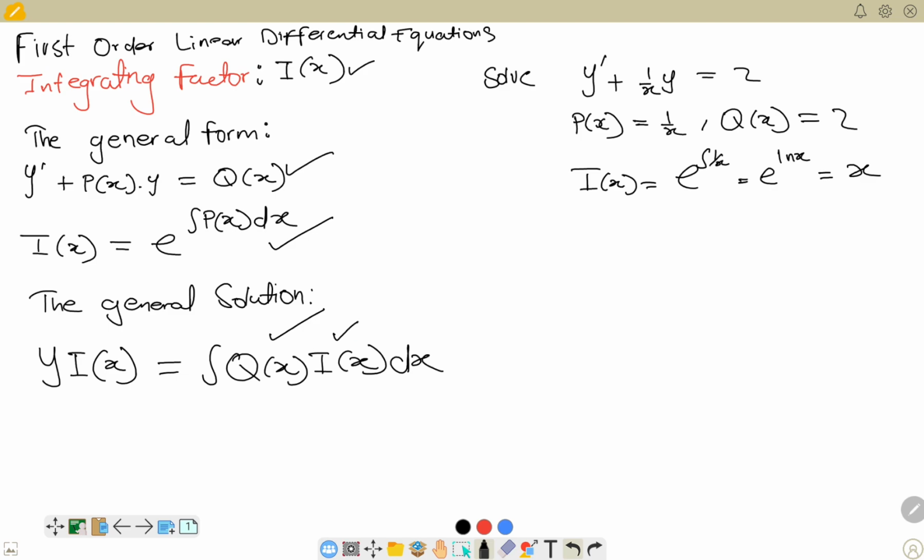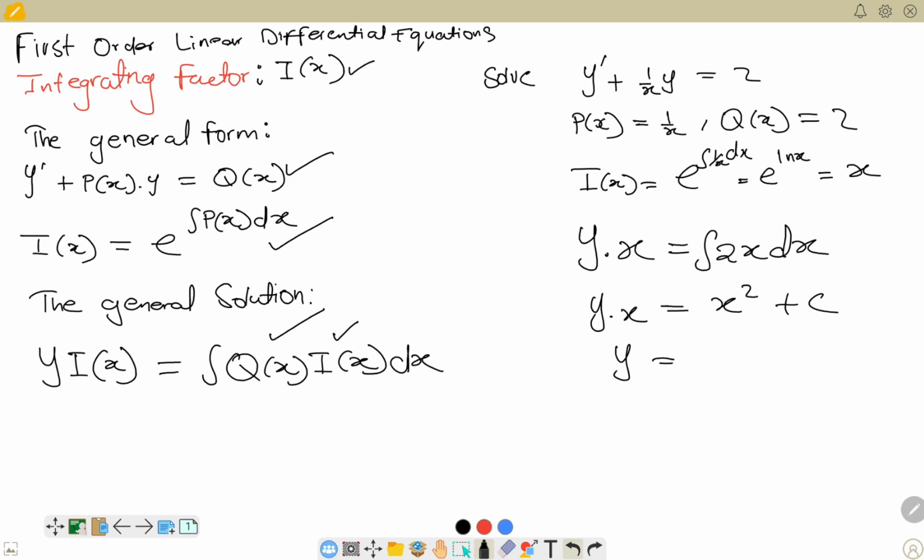So when we apply the general solution formula, we will have y multiplied by I of x, and I of x is actually x. Then the integral of q of x, which is 2, times I of x, which is x, then dx here. Let's have dx there to show that we are integrating. We don't have to divide by x yet. We can divide at the end. So the integral of 2x is actually x squared plus c.